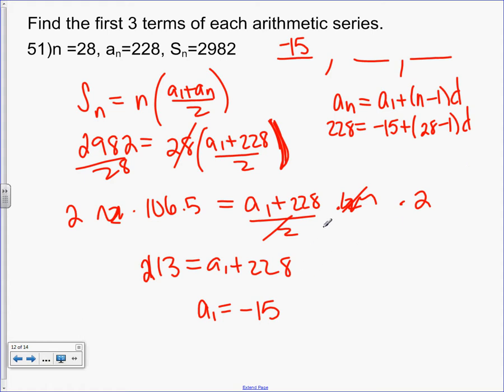This is 213. Sorry, I thought I heard someone say 113, but it's 213. So 228 equals negative 15 plus 27d. And what do you do from there? Add the 15, right? I did it all in my head. So what's 228 plus 15? 243 equals 27d. So what's d? 9. Is that our answer? No. What do we do with it? Add it to the negative 15. So what's negative 15 plus 9? Negative 6 plus 9? 3.